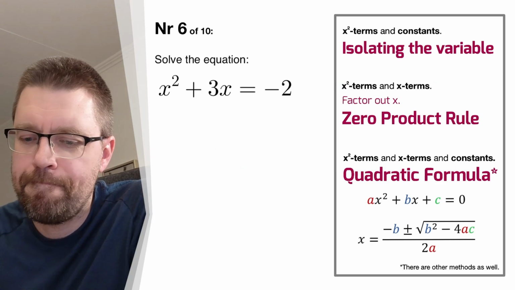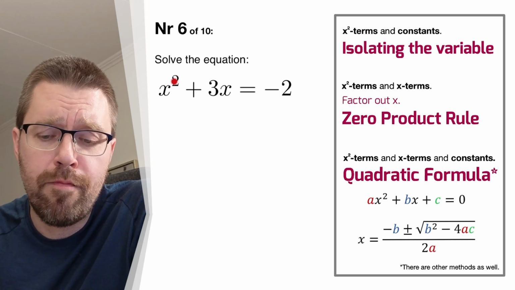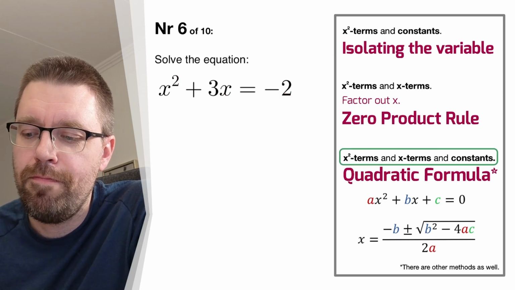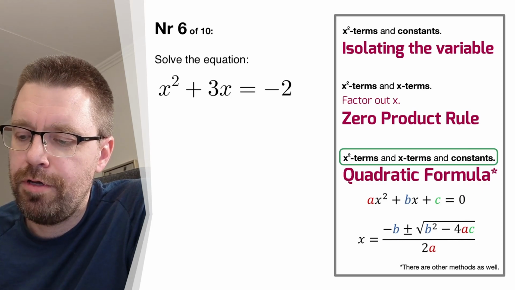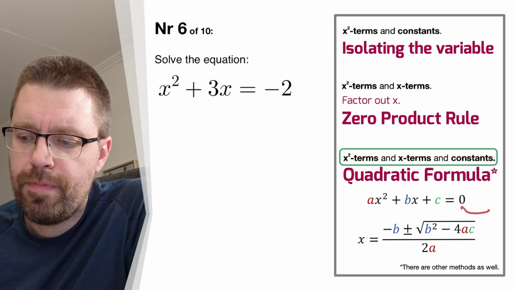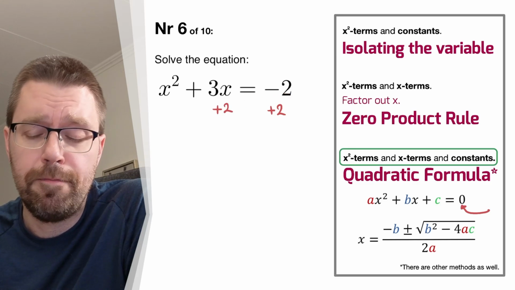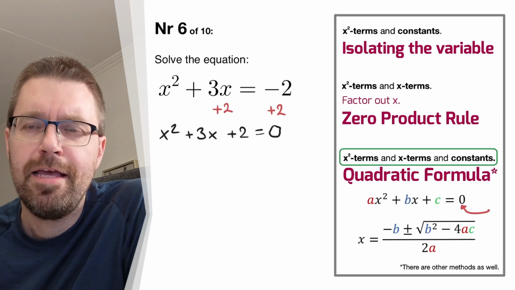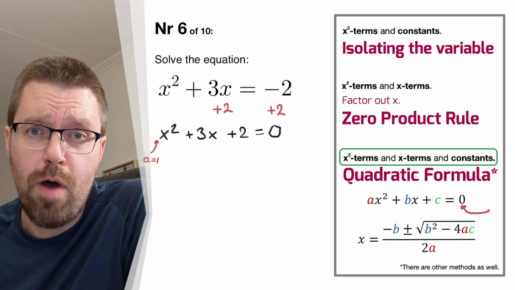Equation number 6. I look at the terms here. We have an x squared term and an x term and a constant term. And then I know I use the quadratic formula, of course. We have to get a 0 on one side. So to get this, I will add 2 to both sides of the equation and rewrite the whole line like this. Then I know that the coefficient before x squared equals 1.